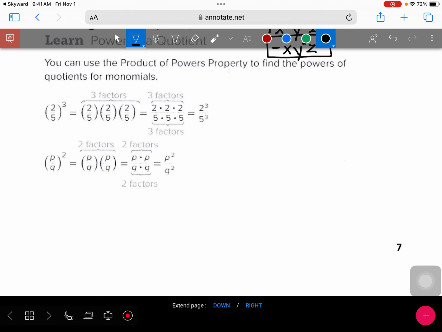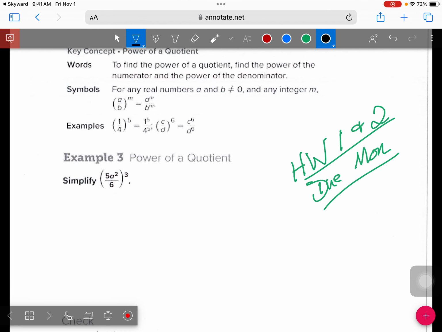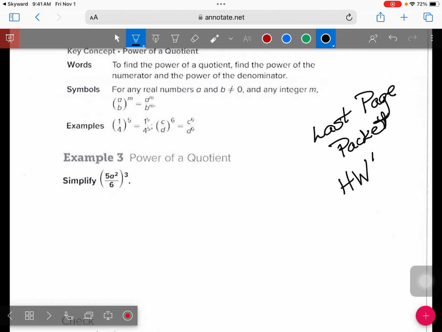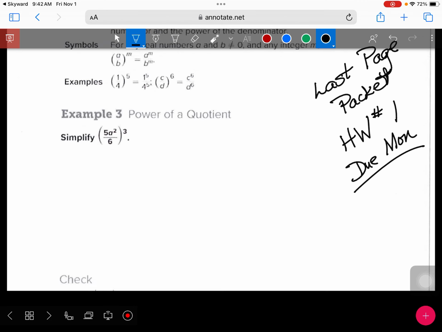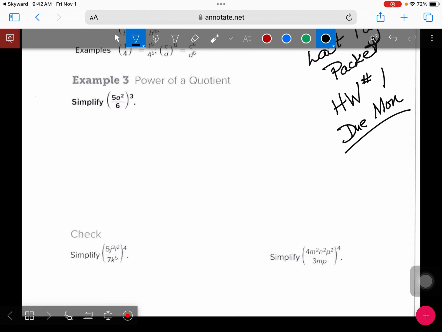All right. You can read this here at the bottom, but I'm going to jump right into the examples. Just a reminder, if you go to the last page of your packet, we're still going to do this problem, but I want to get it out before you all jump up ready to go. The last page of your packet, the front and back, that is homework number 1. That is due on Monday. The front side is multiplication, the back side is division. But we need to talk about the power of a quotient. This is the last thing. We'll do 2 examples.